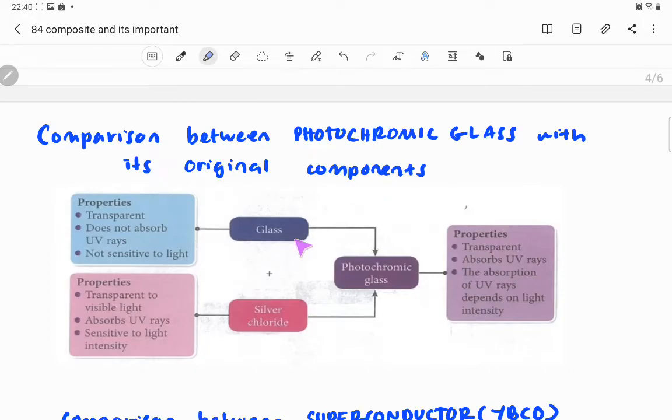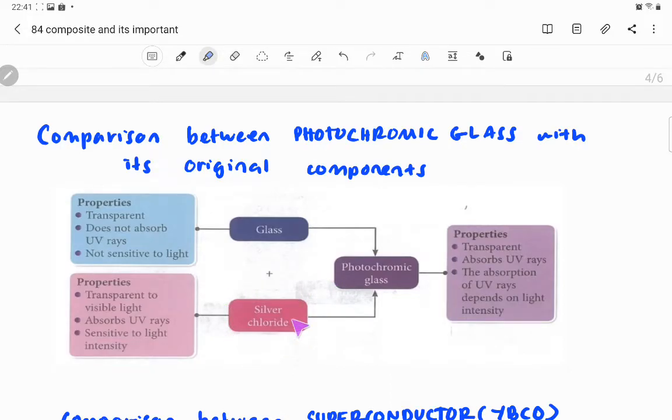Okay, so glass is transparent and does not absorb heat. Does not absorb UV rays. Okay, so silver halide, which is silver chloride, okay, salt crystals such as silver chloride, okay, kan kita tahu perkataan halide tu, it's referred to the halogen. Okay, is transparent to visible light and absorb UV rays at the same time.